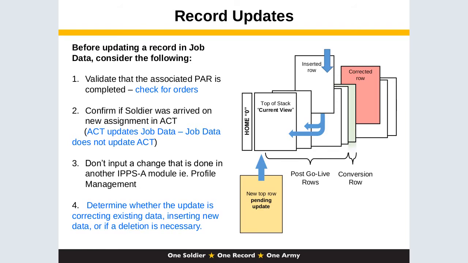Are you trying to correct existing history? Are you trying to insert new data or a new row? Do you feel that a row should be deleted? To avoid making an erroneous change, I always encourage users to check with their HR leaders and refer to IPPS-A resources like the job aids that are located on S1Net and the Army National Guard user manual to help determine the best method for making your updates.